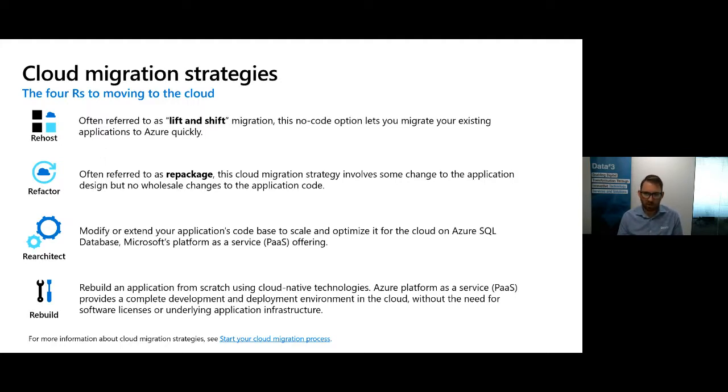So there's a few options available to you, and each of those can be done as a modernisation layered as you go forward. So you could start with a rehost and then refactor later and get more advantages as you go forward.